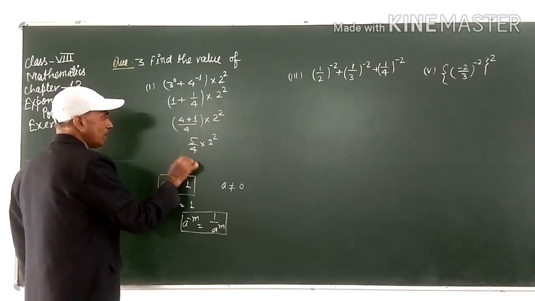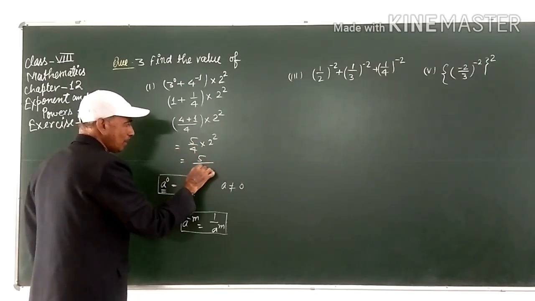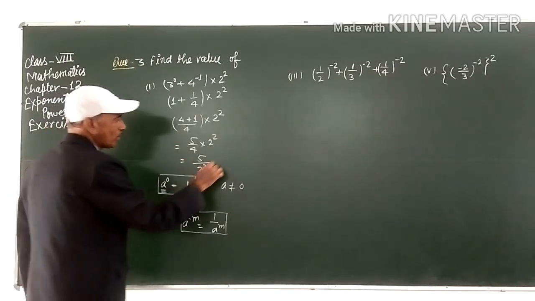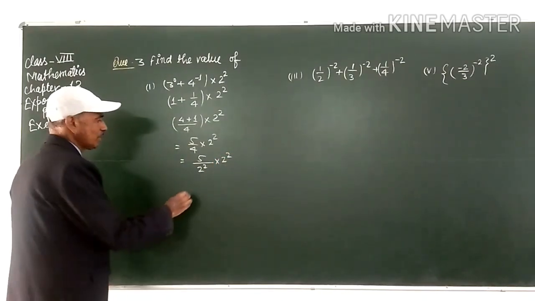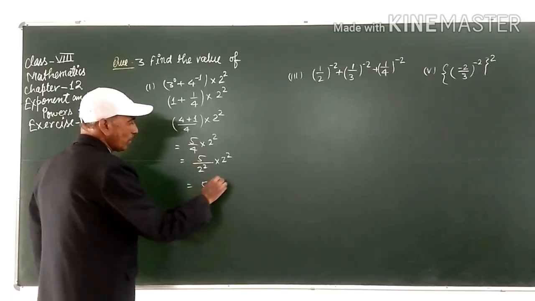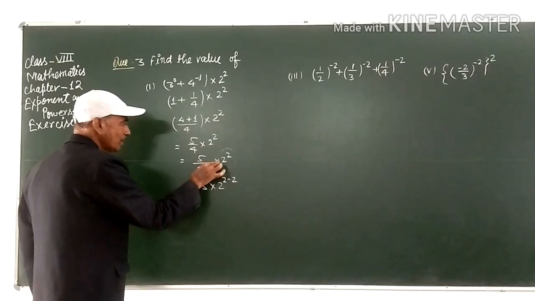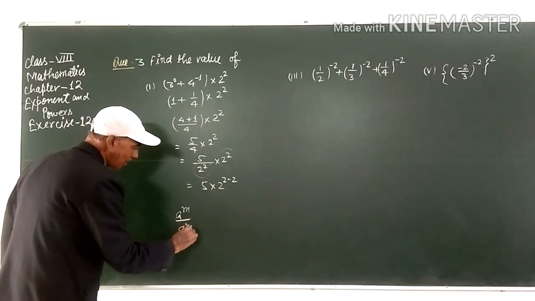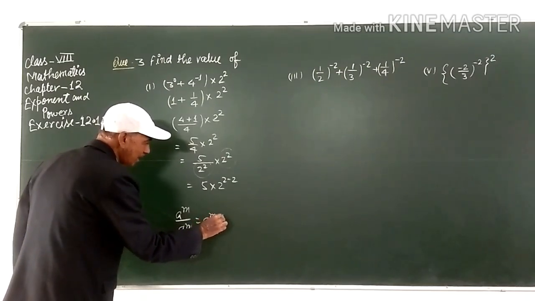Now it will be, students, this one will be 5 upon 2 raised to the power 2. 4, it means 2 into 2, that is 2 raised to the power 2 into 2 raised to the power 2. In the next step, students, we will use this 5 into 2 raised to the power 2 minus 2, because in this step, it is a to the power m divided by a to the power n, it will be a to the power m minus n.